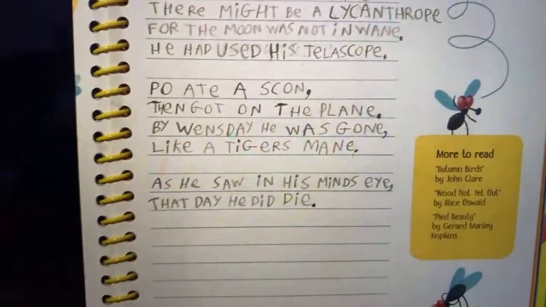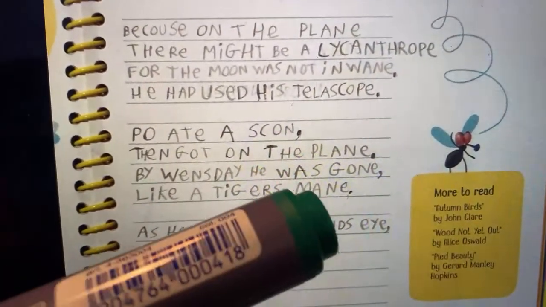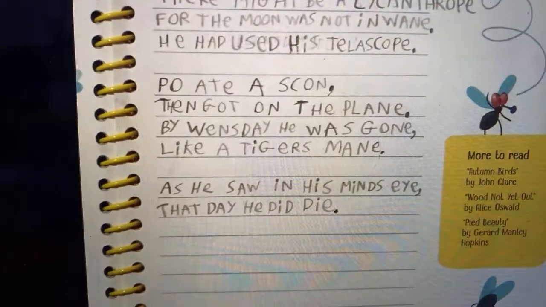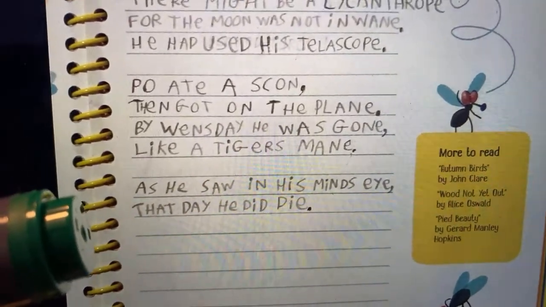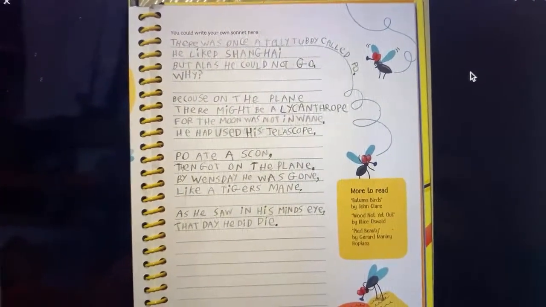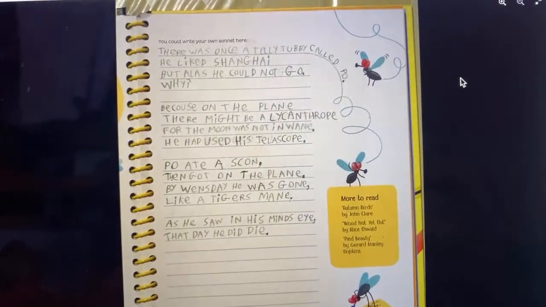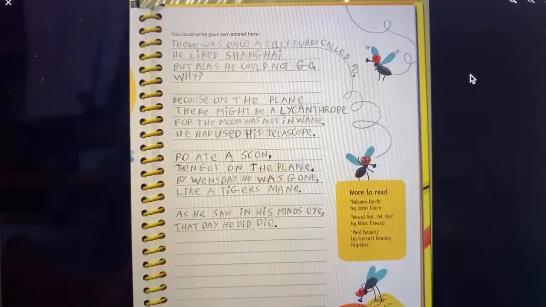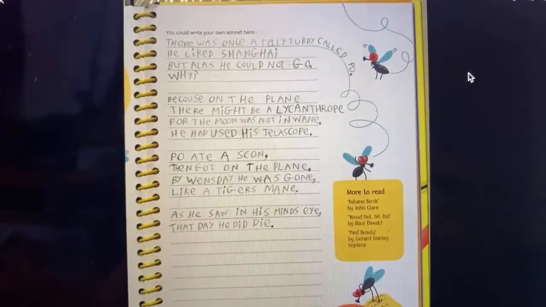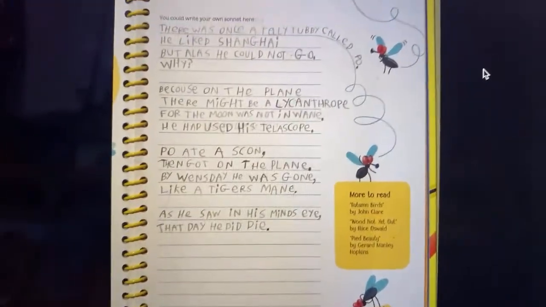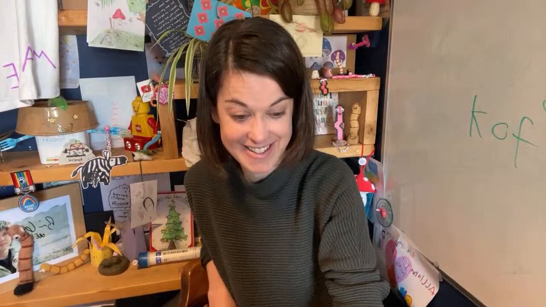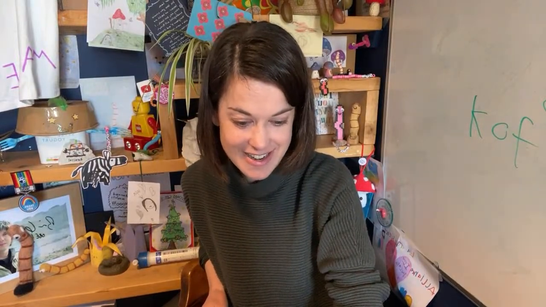Oh, you're a blooming genius. Like a tiger's mane, because tigers don't have manes. Gone like a tiger's mane. I'm keeping that. That's awesome. Oh, wait, this is a rhyming couplet. As he saw in his mind's eye, that day he did die. Oh, wow. Wow. Edmund, do you know what? I mean, I know a lot of your work now, but I wasn't expecting that to be that good. That is mega powerful. Wow. By Wednesday he was gone, like a tiger's mane. Oh, that is so good. You guys are so talented. I love it.